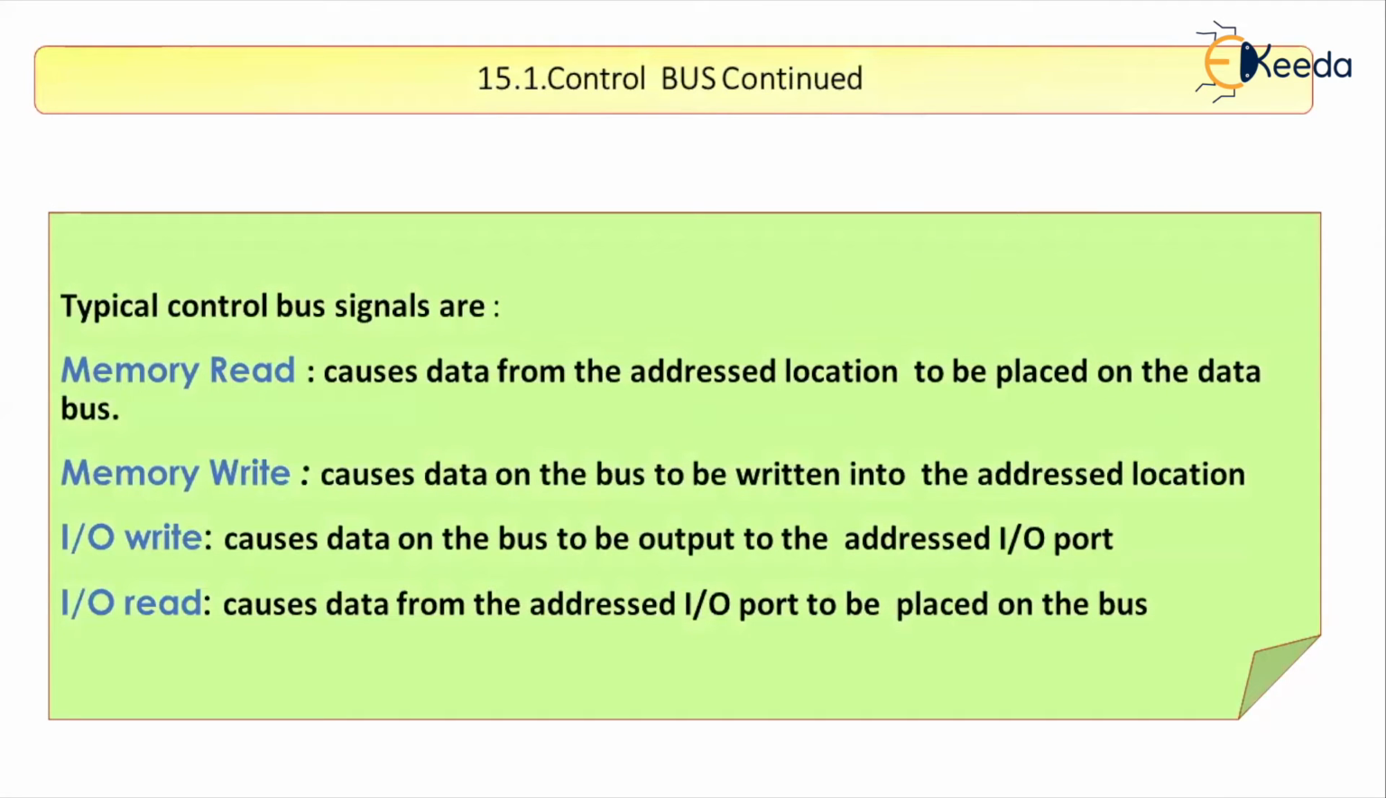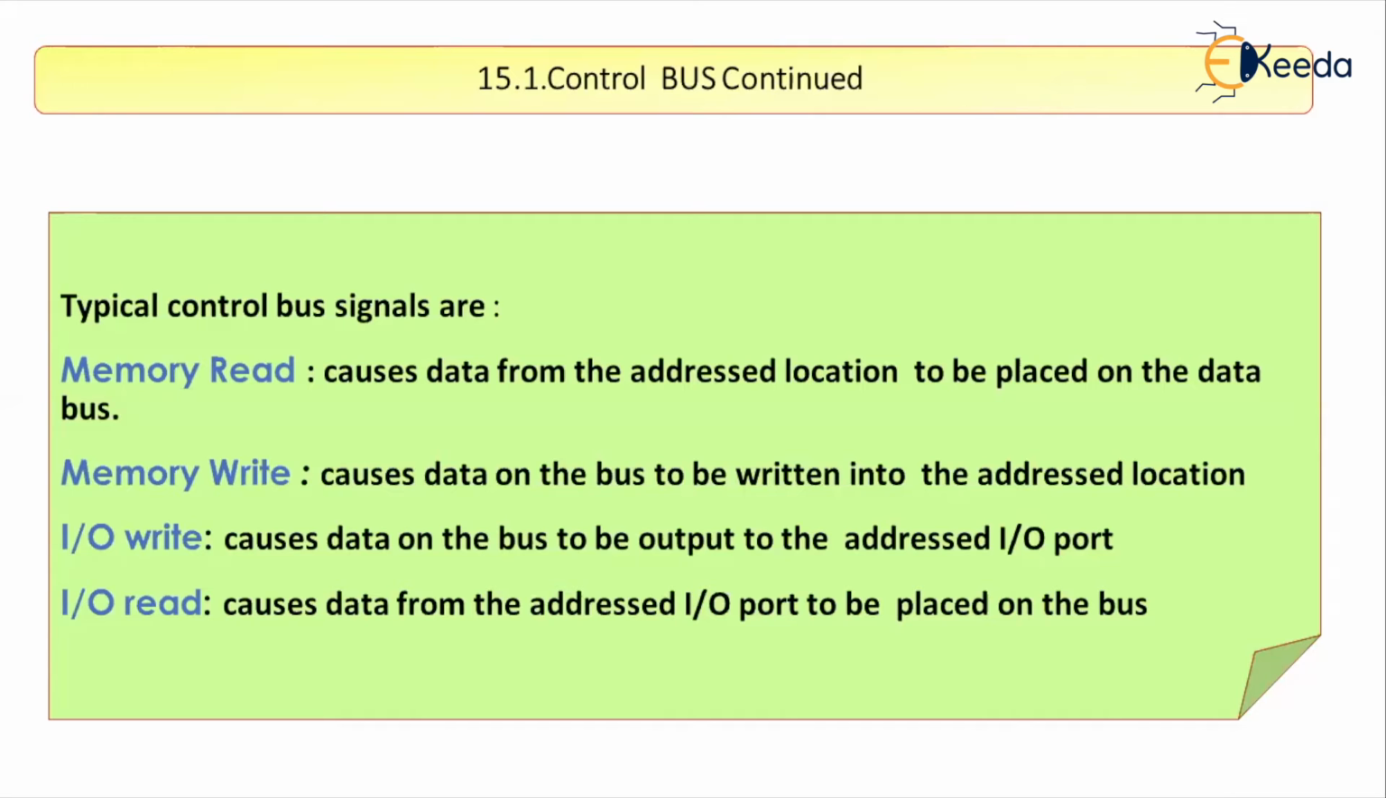Now, what are the different signals that are being used by the control bus? Memory read. It causes data from the address location to be placed onto the bus. Memory write. It causes data on the bus to be written into the address location. I/O write. It causes data on the bus to be outputted to the addressed I/O port.